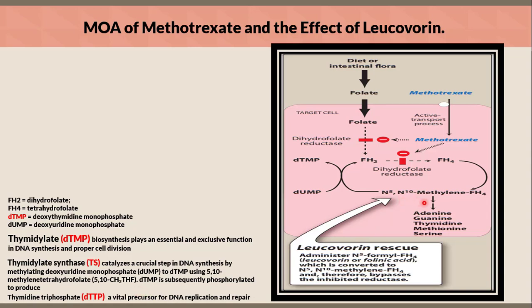When it comes to the mechanism of action of methotrexate, methotrexate enters the cell through an active transport process and inhibits dihydrofolate reductase. As a result, it impairs the synthesis of deoxythymidine monophosphate and inhibits DNA replication and repair. The N5,N10-methylene tetrahydrofolate is crucial to form adenine, guanine, thymidine, methionine, and serine.